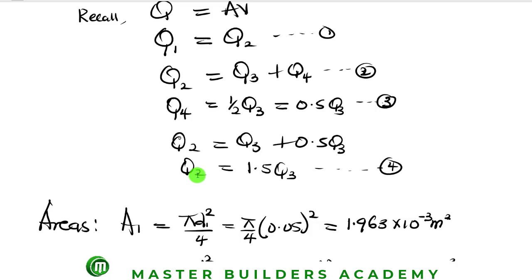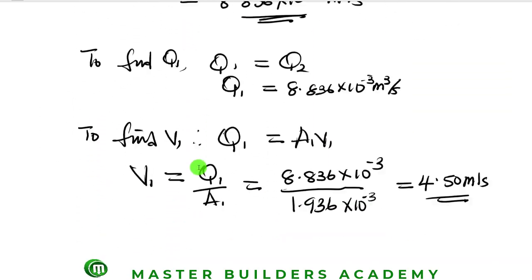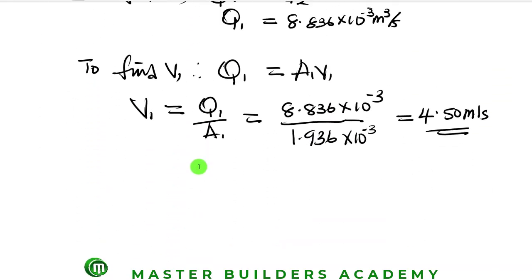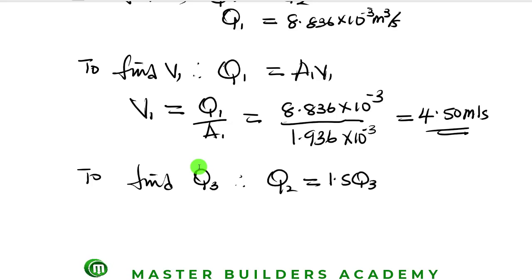All we just need to do now is to make Q3 the subject of the formula by dividing Q2 by 1.5. It's as simple as that. So let's take that. To find Q3, first is to recall that Q2 is equal to 1.5 Q3. Are you there? This is what we had from equation 4.